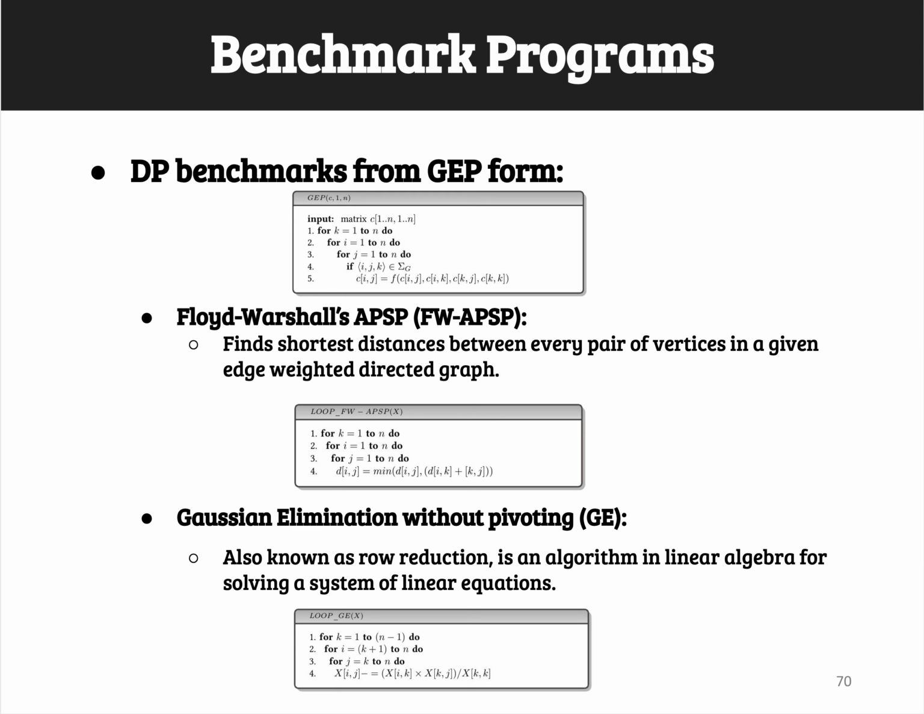Now let's look at the benchmarks that we targeted in this paper. The two benchmarks that we have experimented with, Floyd-Warshall all-pairs shortest path and also Gaussian elimination, are actually special cases of this GEP form, which is a more general case, where by changing the if condition in line 4 and the function f, we can get either of them.